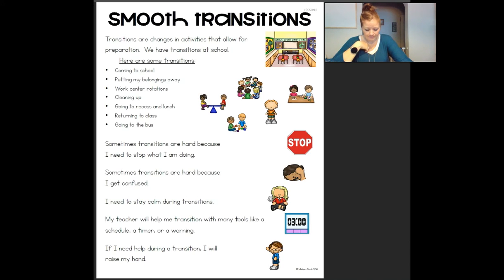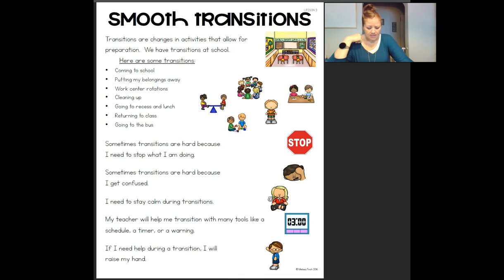Good job. Is lining up for PE a transition? Are we getting ready to go to PE? Yes, it's a transition. We're preparing to go to PE. So that means it's a transition. We're preparing for something, getting ready for something.